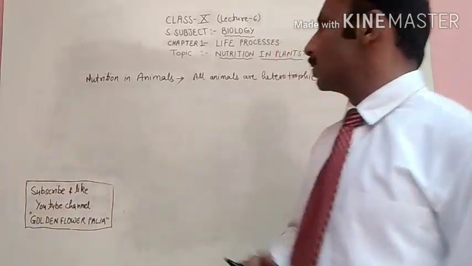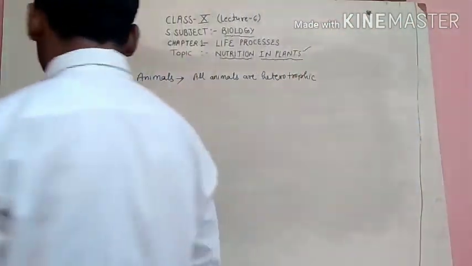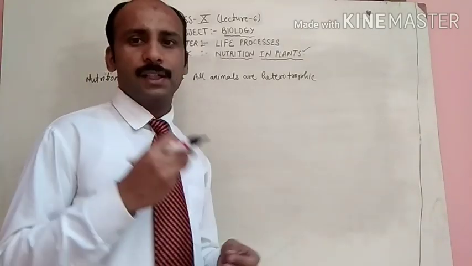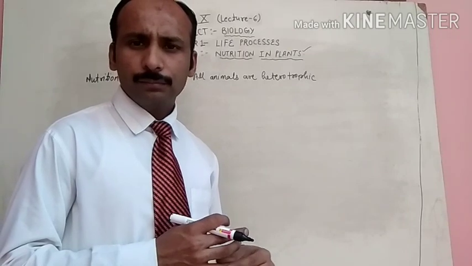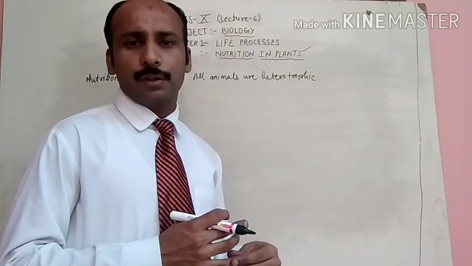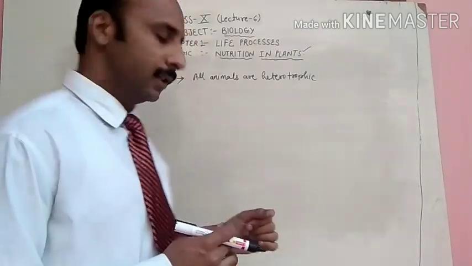We are having the nutrition in plants. So just today I will take the summary. What is nutrition? Already we know very well, it is the process of taking food and utilizing its energy. That is called nutrition. And all animals are heterotrophic.